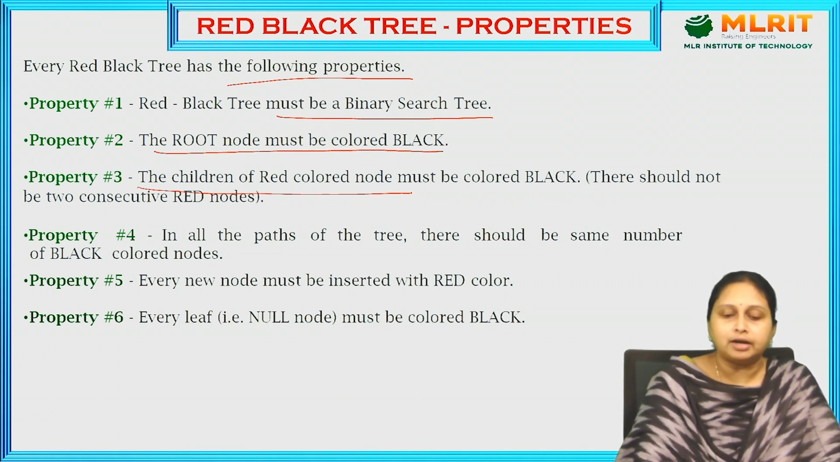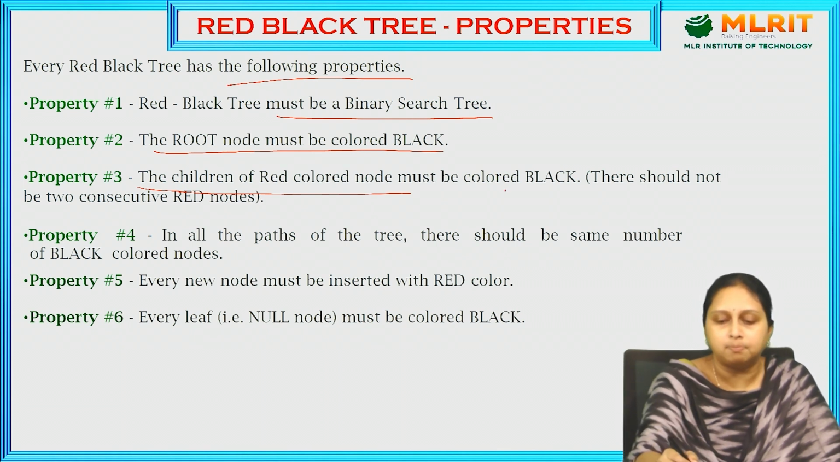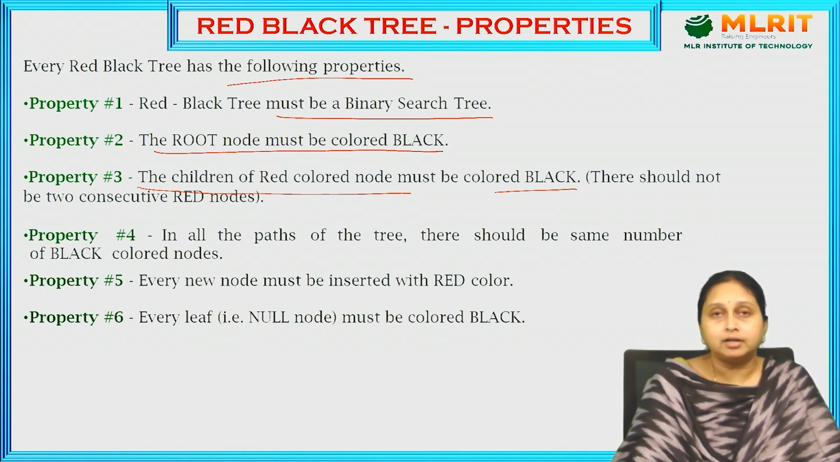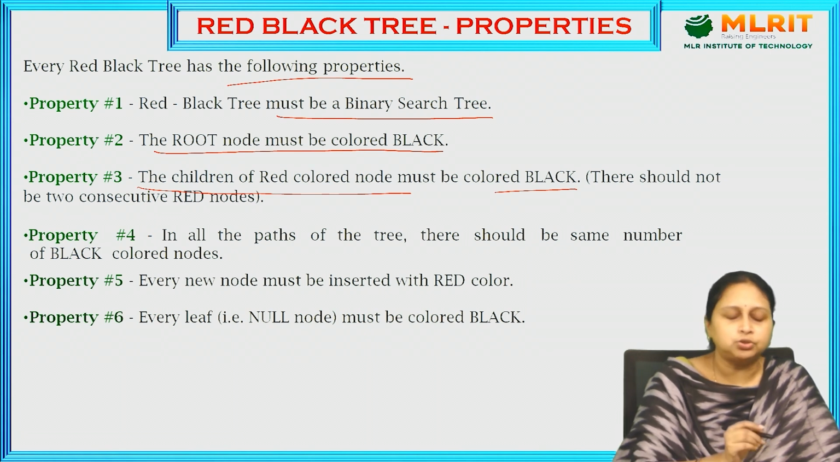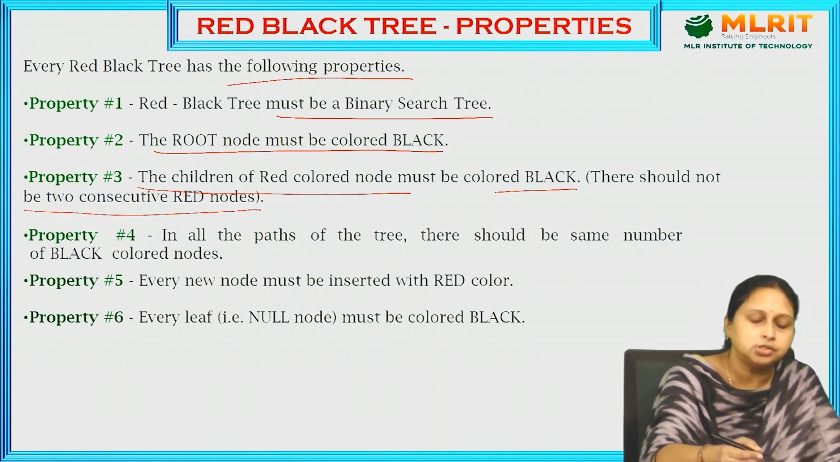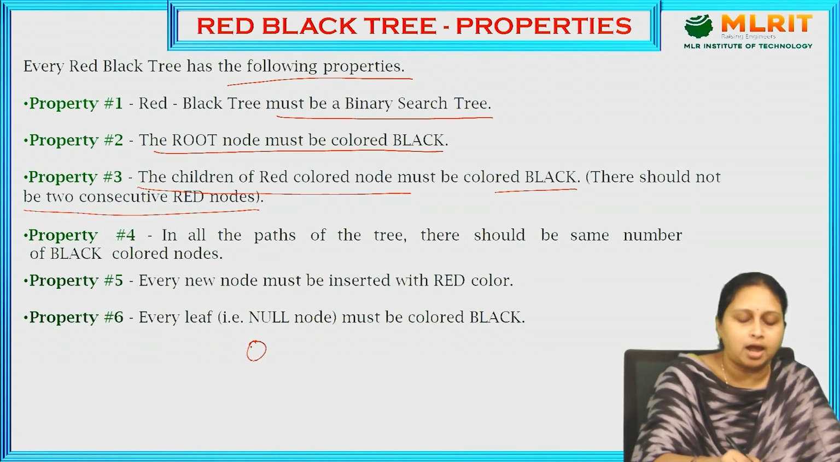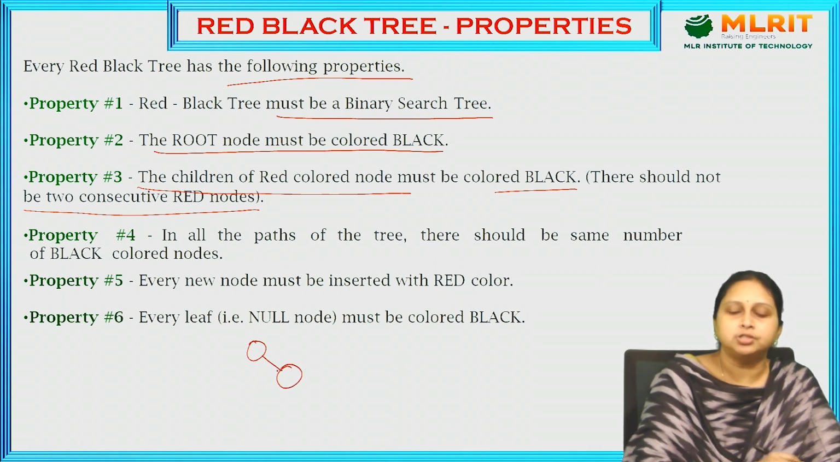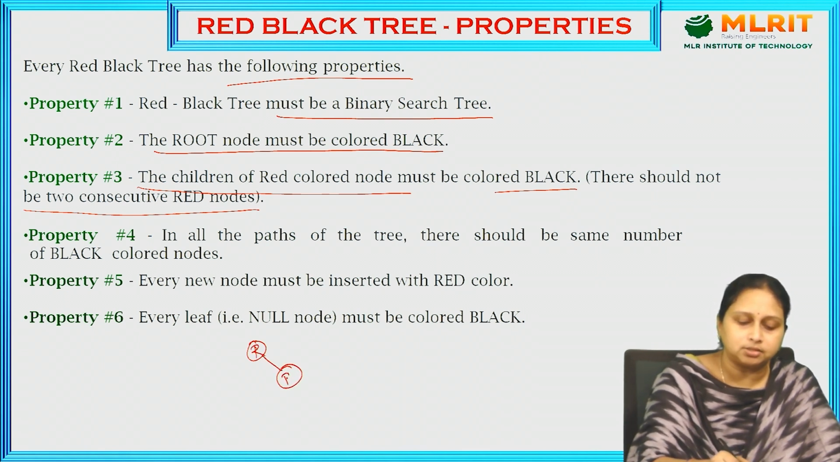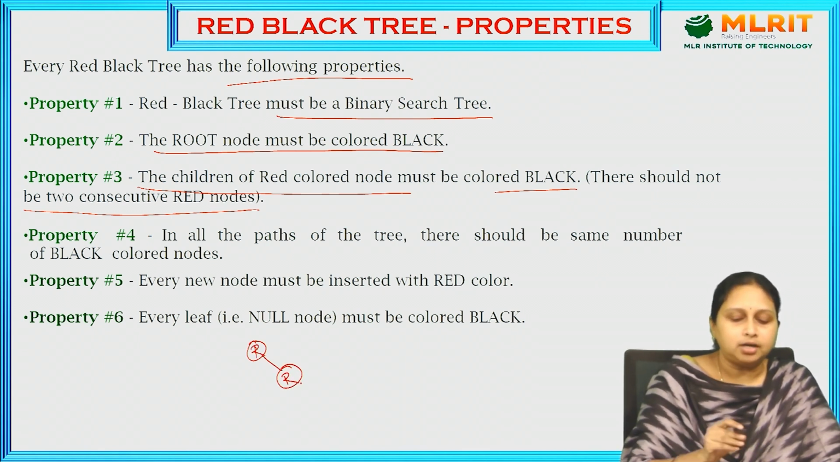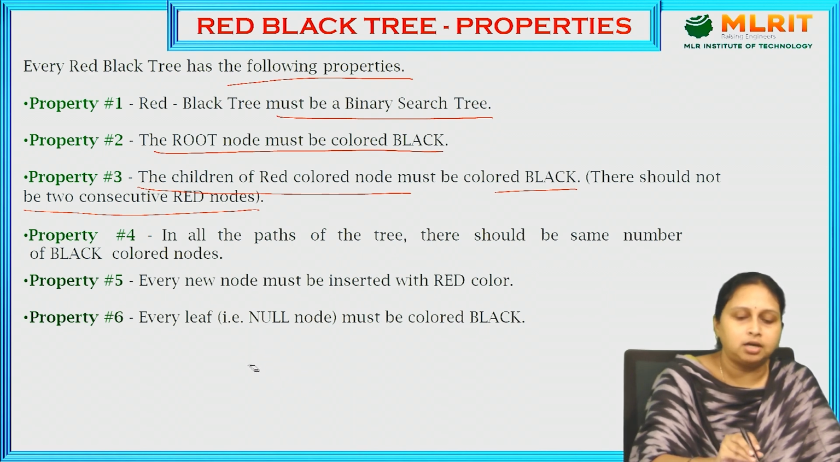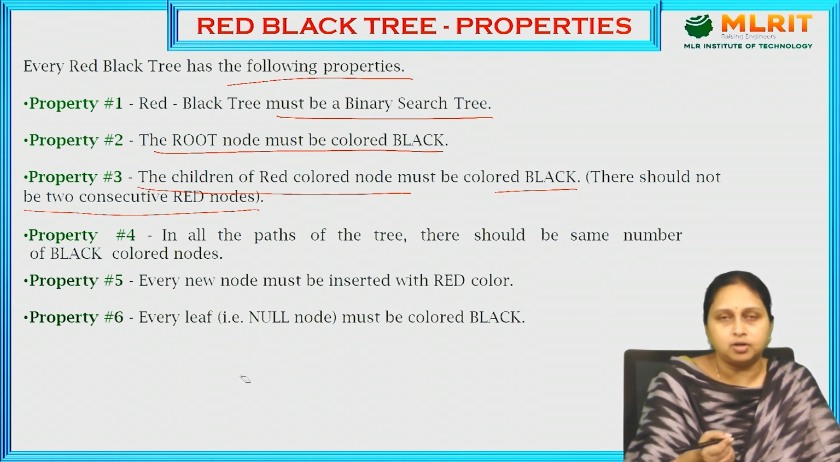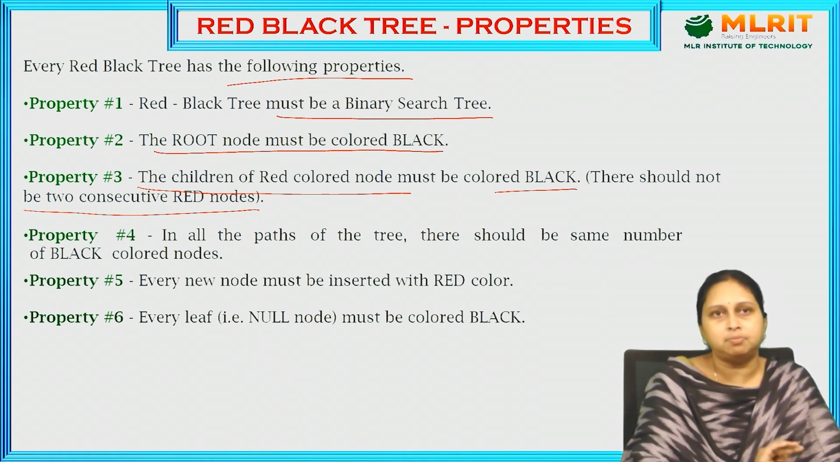The children of a red colored node must be colored black. That is nothing but there should not be any two consecutive red nodes. I should not have any two consecutive red nodes present. So if one node has the red color, the other should be in the black color.